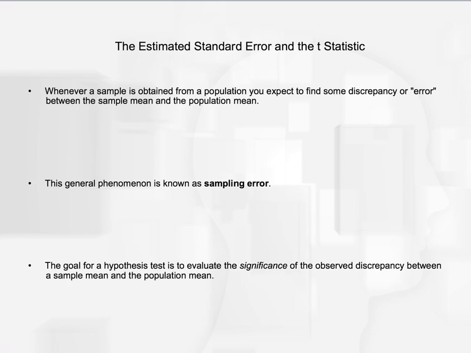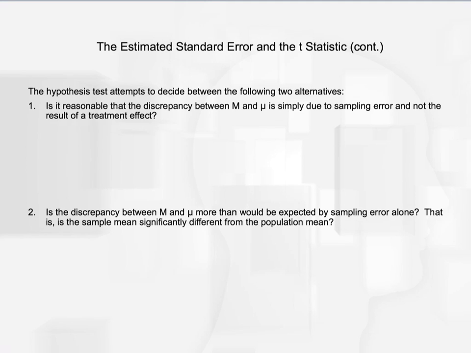And where the last bullet says the goal for hypothesis test is to evaluate the significance of the observed discrepancy, that's another way of saying we want to know whether the difference between the sample mean and the population mean is due to just simply sampling error, or is there a real or significant difference due to the fact that a treatment worked or that there's something different about the sample we selected. And the hypothesis test is the way we decide.